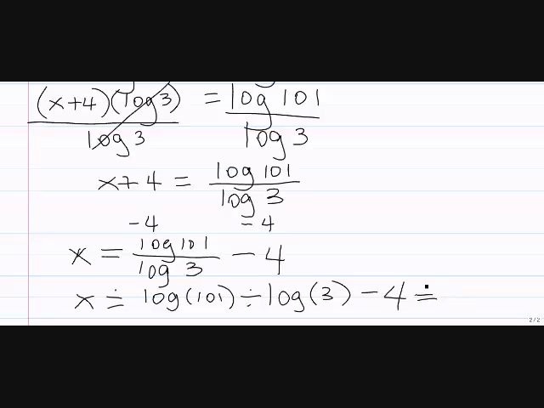This time I'll throw it in my calculator: log 101 divided by log 3 minus 4. 0.20086. I want to go to 4 decimal places, so I write down 5. That 6 means that the 8 bumps up to a 9. Get rid of the 6 now. So that is approximately 0.2009.